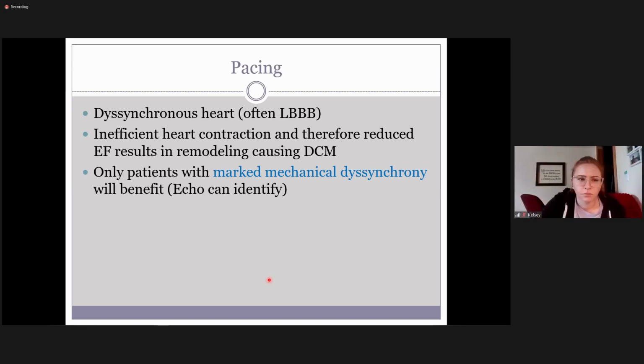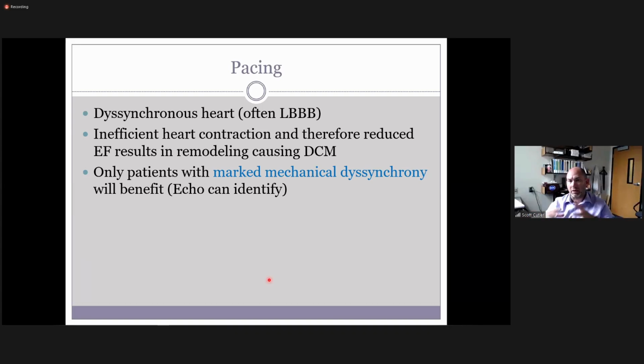So again, I've used remodeling in two senses. In the negative sense, if we don't do anything about it, it's getting a worse geometric shape and becoming less efficient in ejection fraction. And if we pace it properly and rebuild those walls, we can actually improve that. So we can get a positive type of remodeling. We only do this on patients with marked or significant mechanical dyssynchrony. Otherwise, they're not going to benefit a whole lot from it. And echo can be used to identify this.